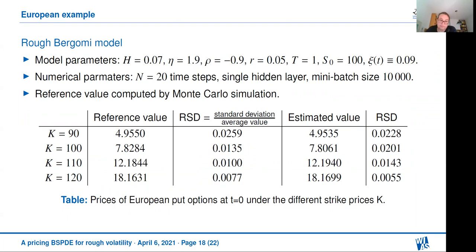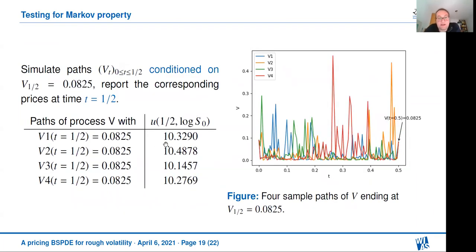Okay. The next plot is a kind of experiment which tries to answer the question of how severely non-Markovian the problem is. So what did we do here? We put ourselves at time 1/2, and we condition the paths of the variance process V to take the same value at time 1/2. So they all end up at the same value at time 1/2, but as you see on the right-hand side, from time 0 to time 1/2, they look very different from each other.